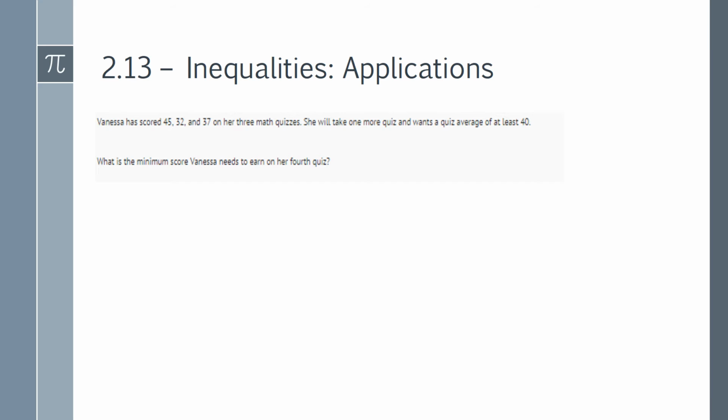So she's gonna take a total of 4 quizzes. She's taken 3. She's gonna take one more. That's 4. So you gotta ask yourself, how do you take the average of 4 numbers? It's talking about the quiz average. To take the average of 4 numbers, you go first number plus your second, plus your third, plus your fourth, and you divide by how many you added together.